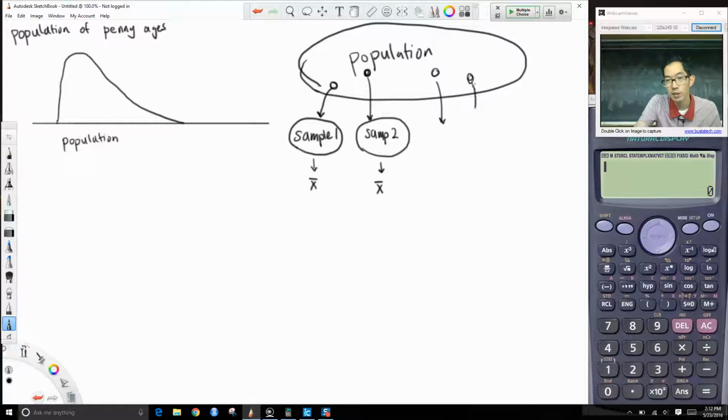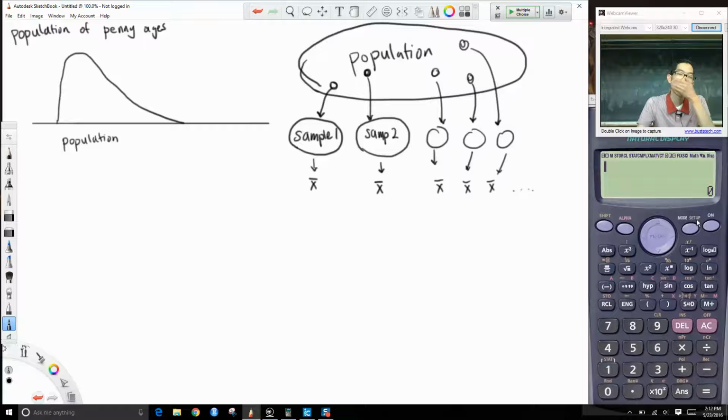So you take random samples out of the population, and every time you get another x bar and another x bar and another x bar. So you get samples. Then we keep track of all of the x bars we see, and the result will be our sampling distribution.